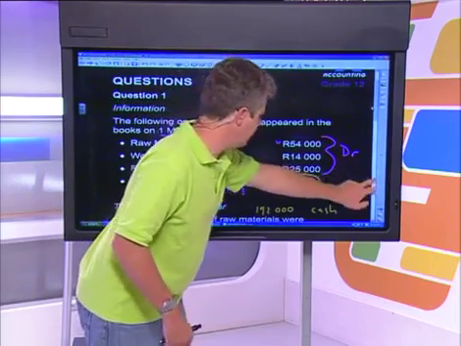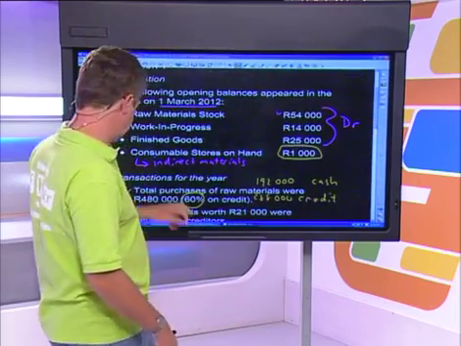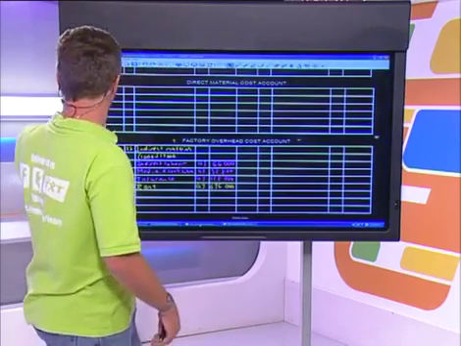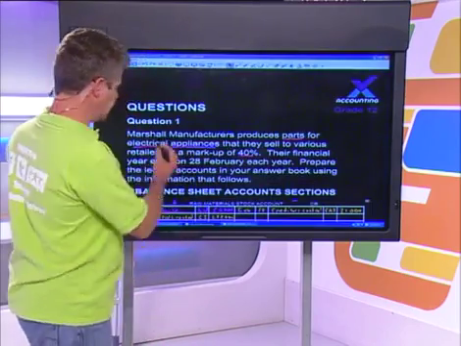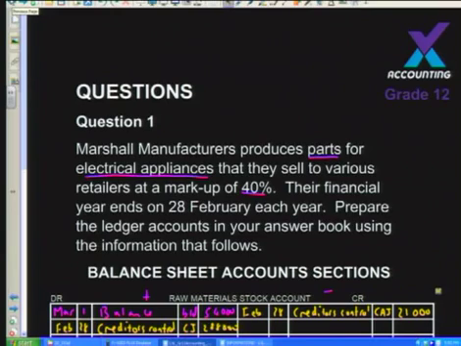It was in the other part of the question. Sorry, I remember it was 40%, but it's not on this page. It was in the main question here. If you look back at this, it says Marshall Manufacturers sells at a markup of 40%. Here is your grade 9 EMS and grade 10 accounting.